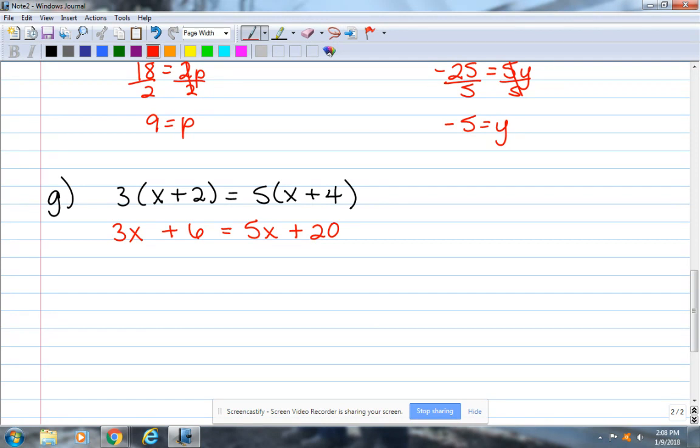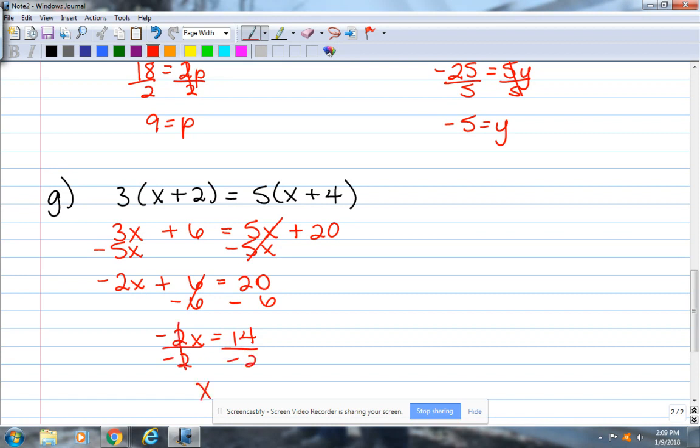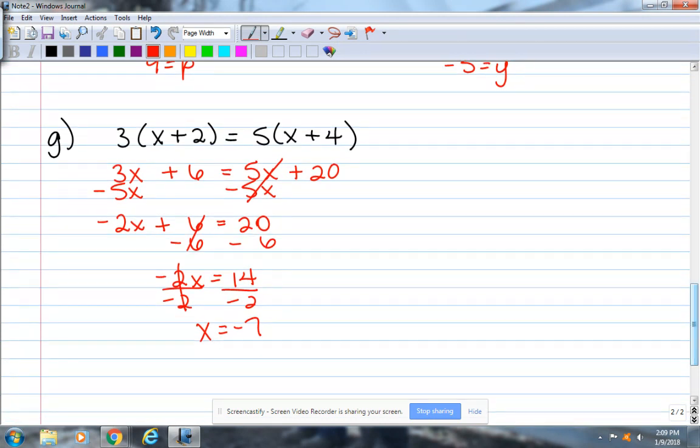You can subtract 5x. You can also subtract 3x, right? It really doesn't matter. Me doing it this way instead of the other way, I just have a negative 2x. But that is A-okay. We will get the same answer no matter which way we do it. So somebody tell me what I'm going to do next to get x by itself. Subtract 2. So negative 2x equals 14. I divide by negative 2 and I get what? Negative 7. Any questions on that?